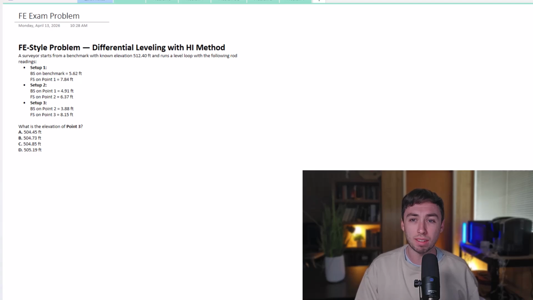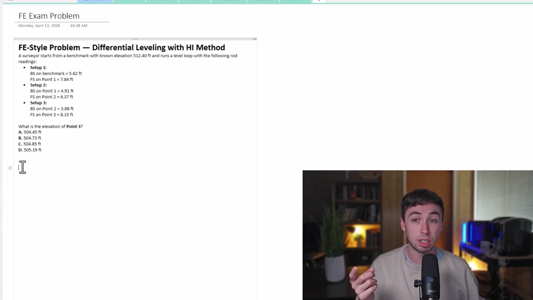Okay, let's get into the practice problem here. So we have a problem on differential leveling with the HI method. A surveyor starts with a benchmark with a known elevation of 512.40 feet and runs a level loop with the following rod readings. Setup 1, backsight on the benchmark is 5.62 feet.